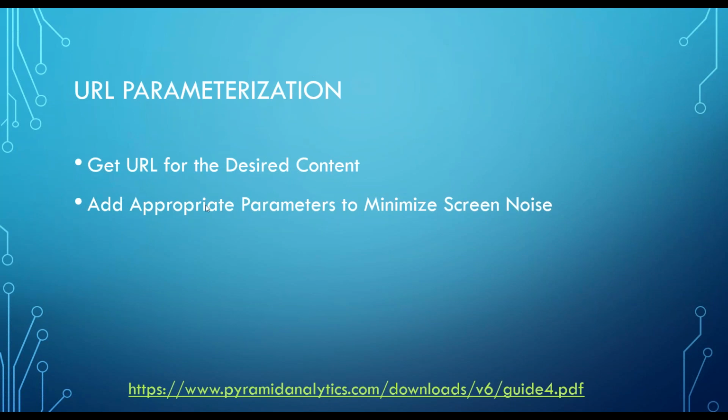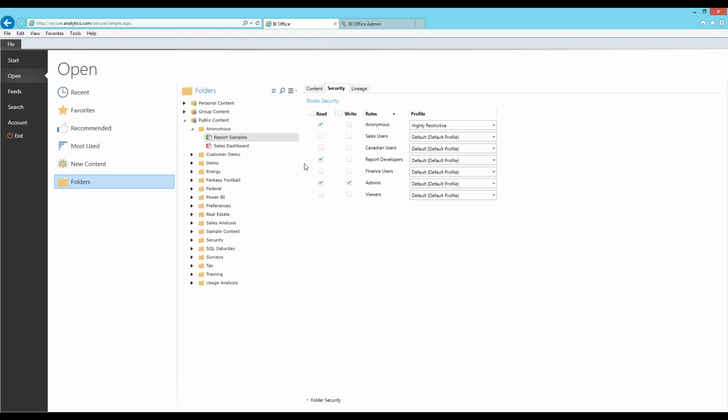This particular topic, URL parameterization, there is actually a full PDF guide that explains how the URL parameterization works in BI Office, and there's a lot of things that you can tweak on the URL to access our content, and so you can refer to that guide for much more detail. But we're just going to play around with a couple properties, and I'll show you that document here in a second. So let's start with how do we get the URL to begin with.